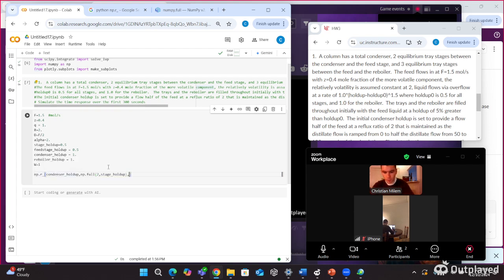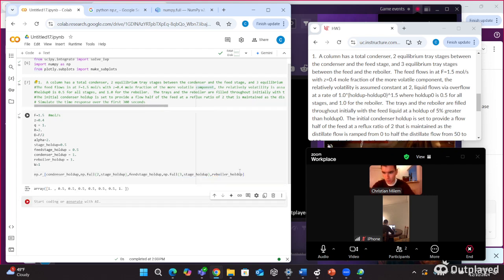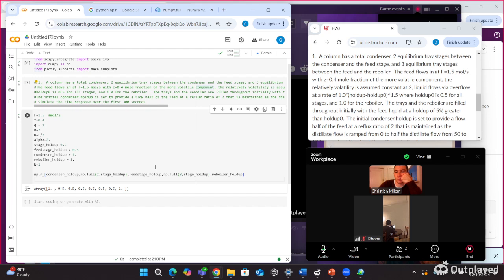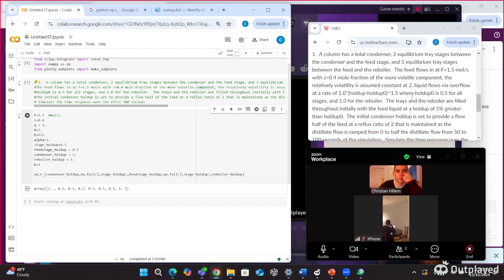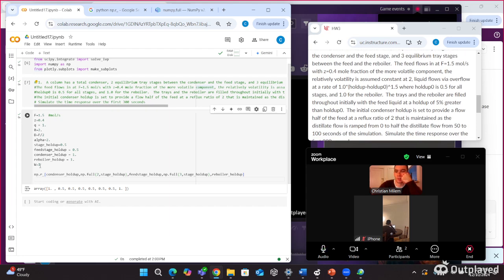We have our feed stage. And we have this again. It's going to be 1, 2, 3 stages for our stripping section and reboiler. So that's our holdup, or that's holdup 0.